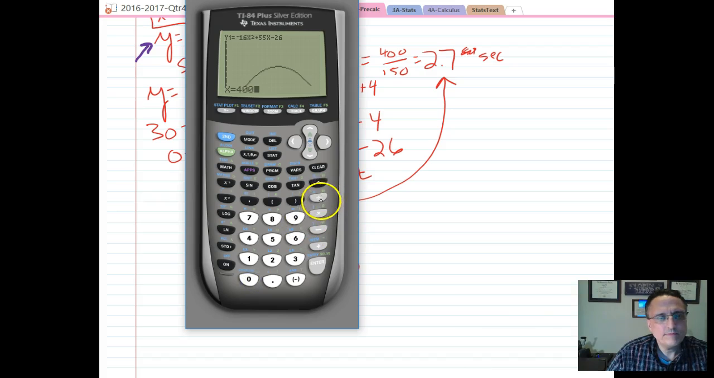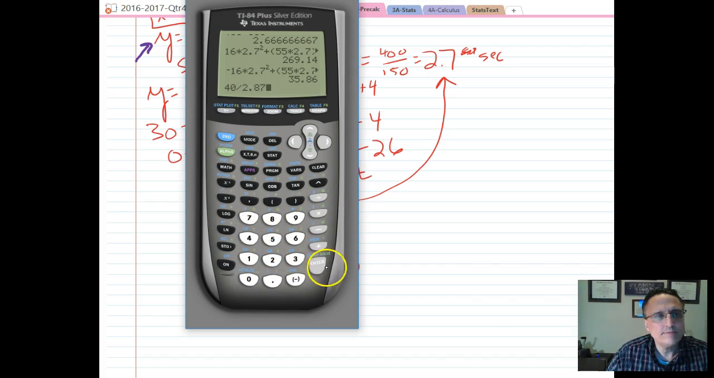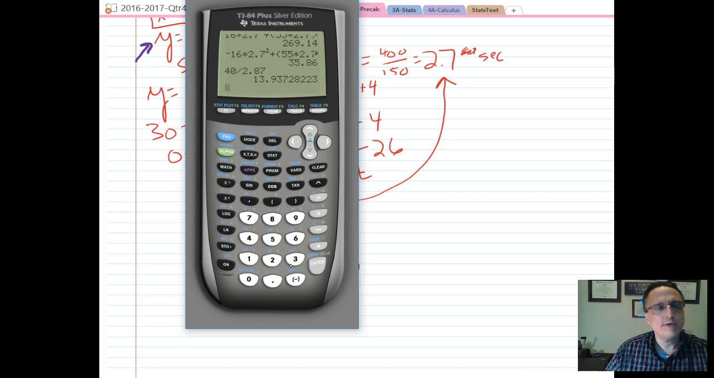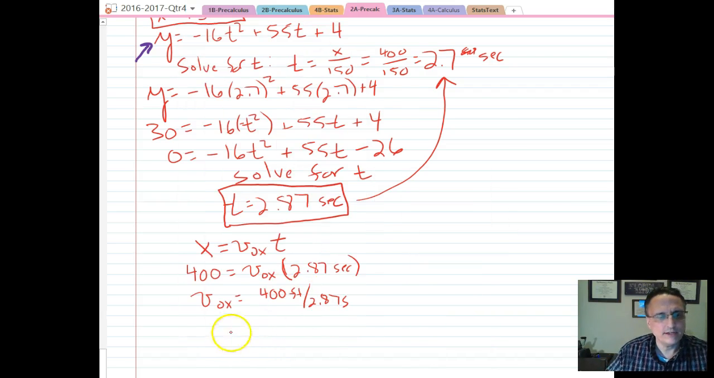400 divided by 2.87, and that is right around 13.9. We'll call it 14. Is that right? Oh, I want 400. All right, so we want 400 divided by 2.87. There we go. About 139 feet per second. So 139 feet per second.